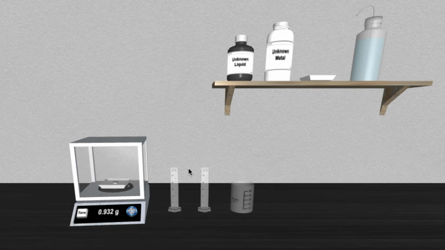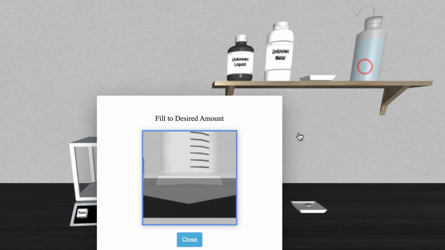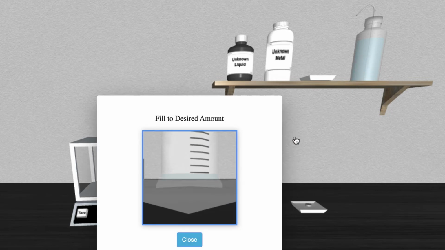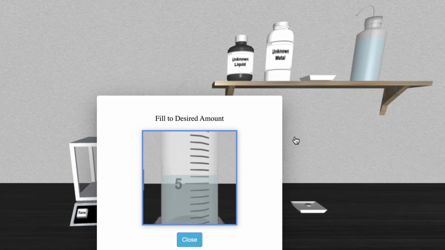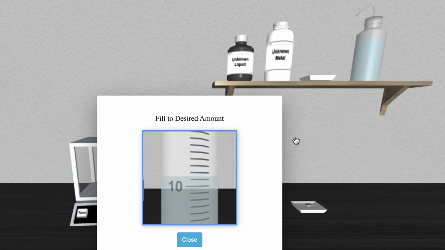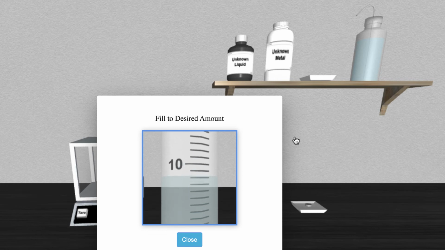To record its volume, we can submerge it in a liquid and measure the change in total volume of this liquid with and without the metal submerged. To do this, let's start by placing some deionized water in the first graduated cylinder by clicking on the deionized water bottle. The exact amount you add is less important than making sure you record the volume.